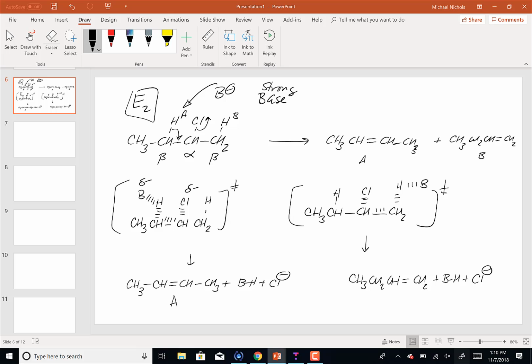So it's going to be the same principle. The base is pulling the hydrogen off, only this time it's going to pull off HB on the end. Partial double bond forming, partial bond to the chlorine as it's leaving, and partial charges again. Delta minus on the base, delta minus on the chlorine. Okay. And that's going to form product B.